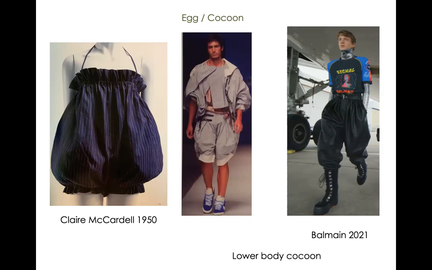So these cocoons are sort of lower body cocoons, if you like. They don't start at the neck and finish at the hem. They start more, well, Claire's starts at the bust, but the others start more at the waist. So cocoon doesn't have to be something from the very top of the body to the hem of the garment. It can be just a section of the garment.